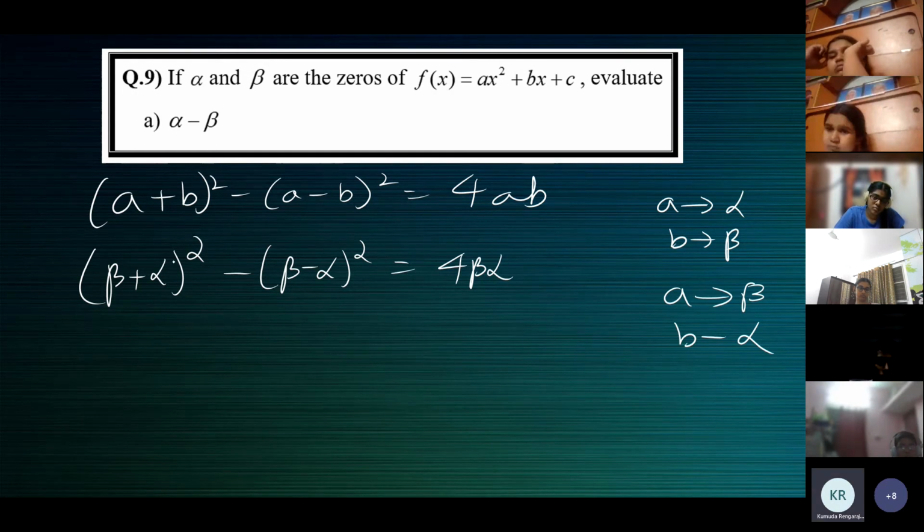Alpha plus beta only this is. And here also beta alpha, alpha beta, both are the same. So c by a. This is different. This is beta minus alpha. So if you have to find the value of beta minus alpha, use this identity. That's what I was trying to say.